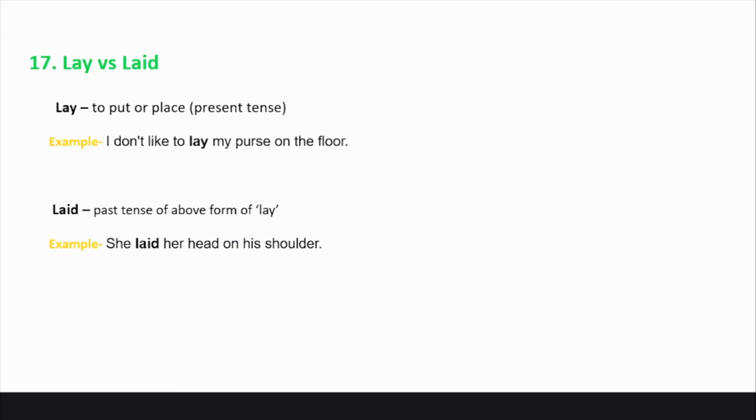Let's look at a 17th pair, lay and laid. Lay, meaning to put or place, and this is in present tense. Let's look at the example. I don't like to lay my purse on the floor. Laid, and this is the past tense of the above form of lay. Let's look at the example. She laid her head on his shoulder.